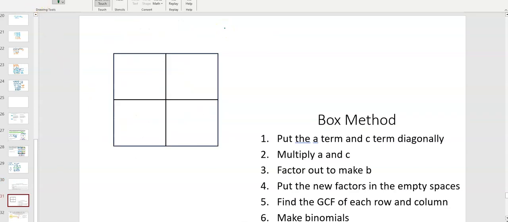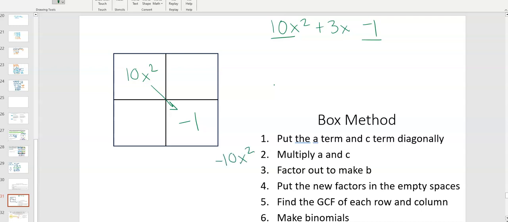All right, and our last example that we're going to do is going to be the box method. So we are going to use this equation here. And I wrote out the steps down here again if you want to write them down, but we're going to go over it and see if that makes sense. So the first thing you're going to do is, again, A and C are super important. So we're going to go ahead and take those and put them diagonal from each other in my box. I am now going to go ahead and multiply the two diagonally to get my A times C, okay?